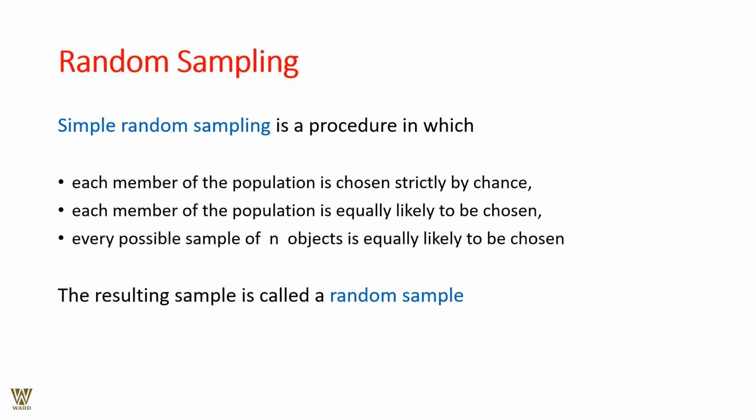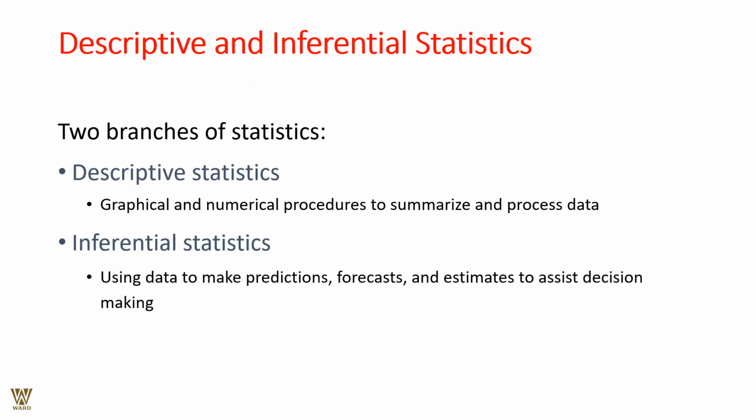Every possible sample of n objects, remember n is the sample size, is equally likely to be chosen. So every object has an equal chance of being picked up or being studied. The resulting sample is known as random sampling.